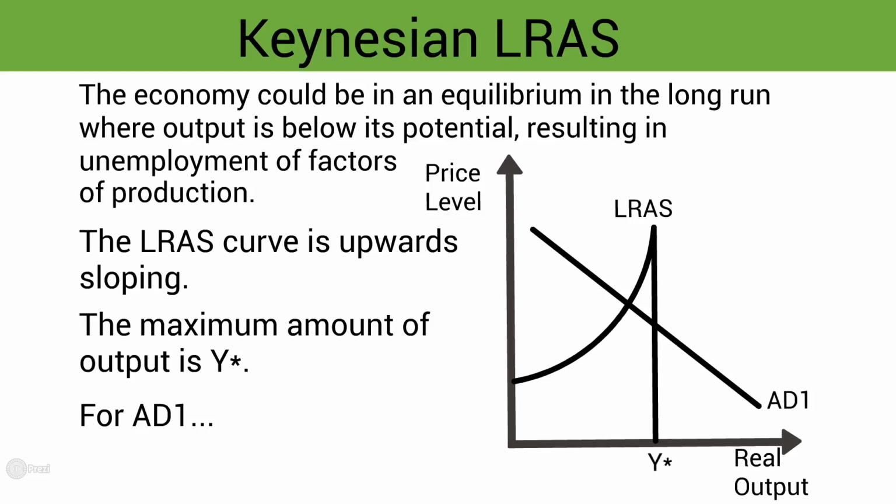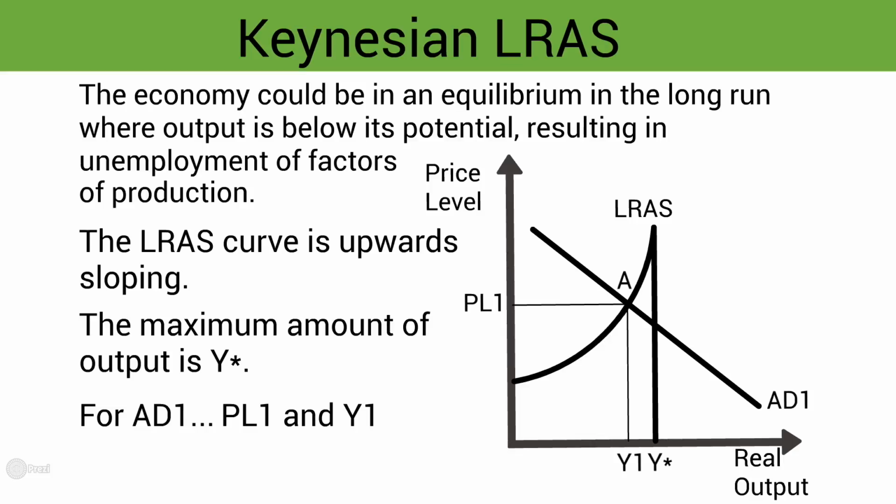For a level of aggregate demand of AD1, the economy will be in equilibrium at point A with a price level of PL1 and a level of real output of Y1. Real output is less than the maximum output, meaning that the economy has a negative output gap of Y star minus Y1. The economy is not producing as many goods and services as it could.